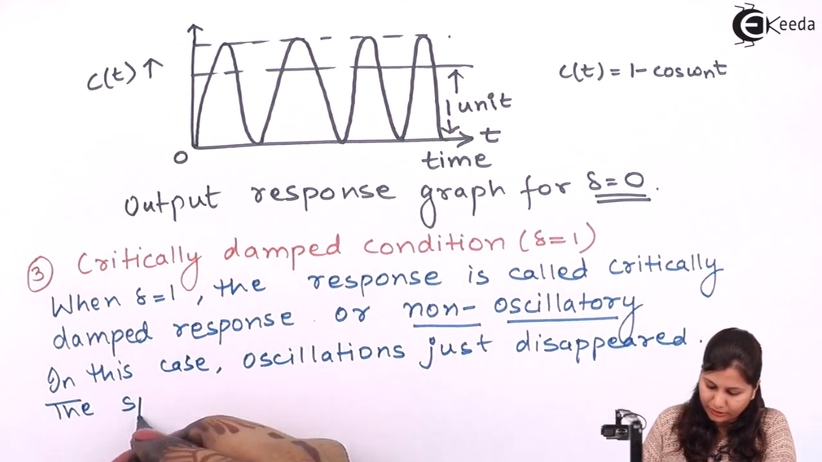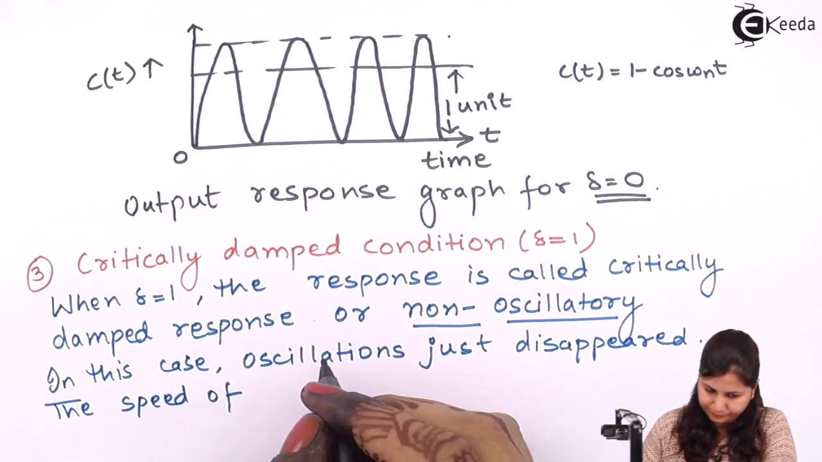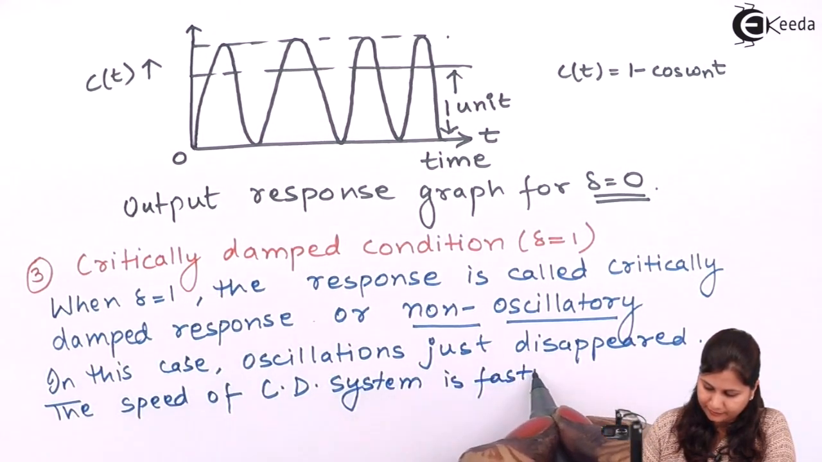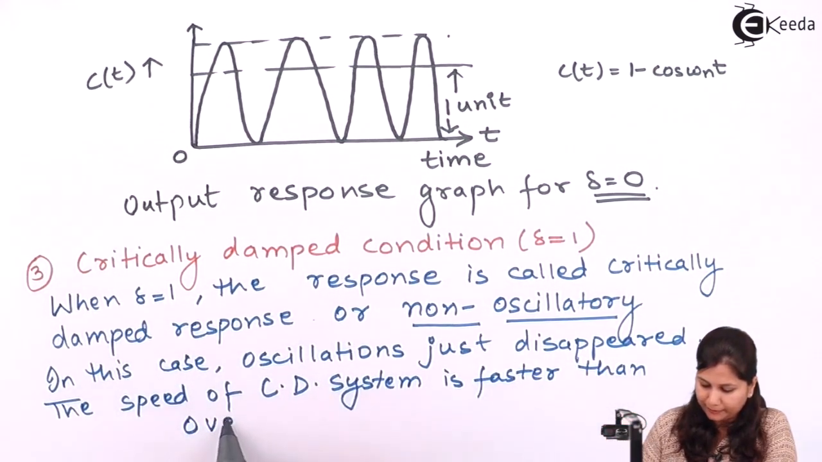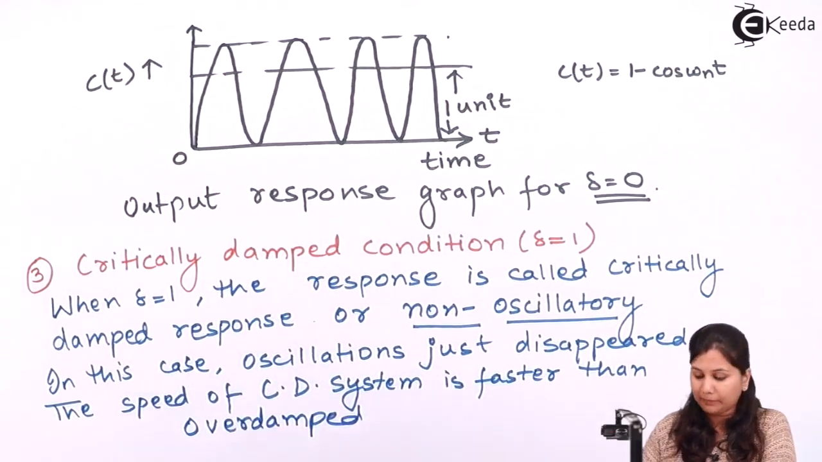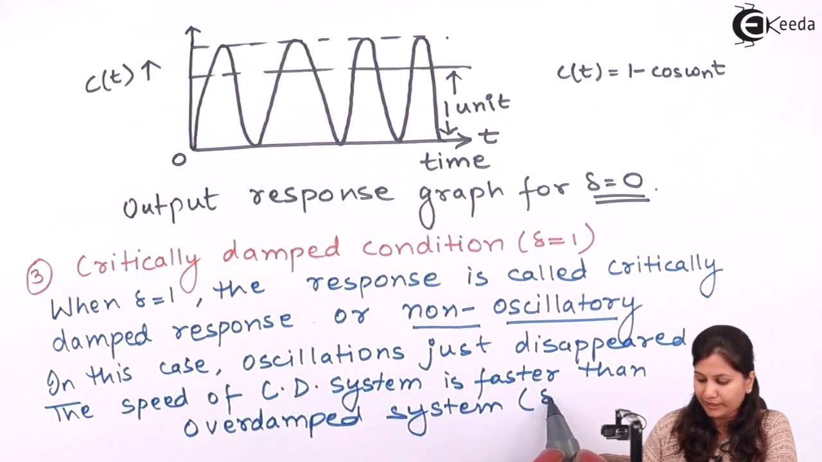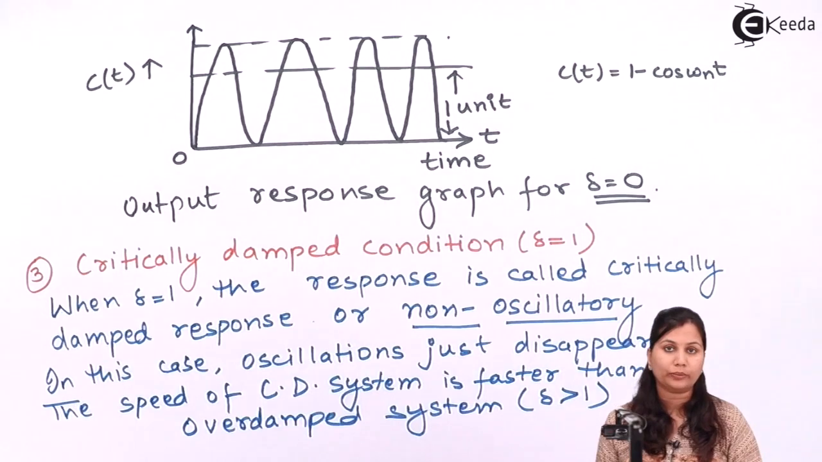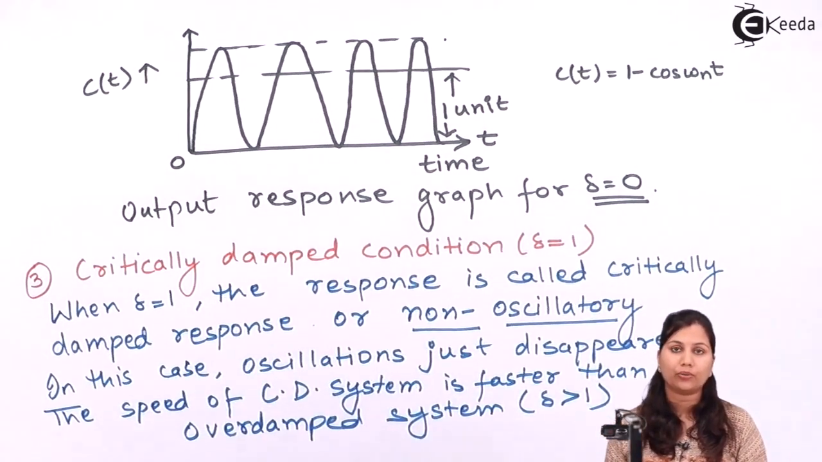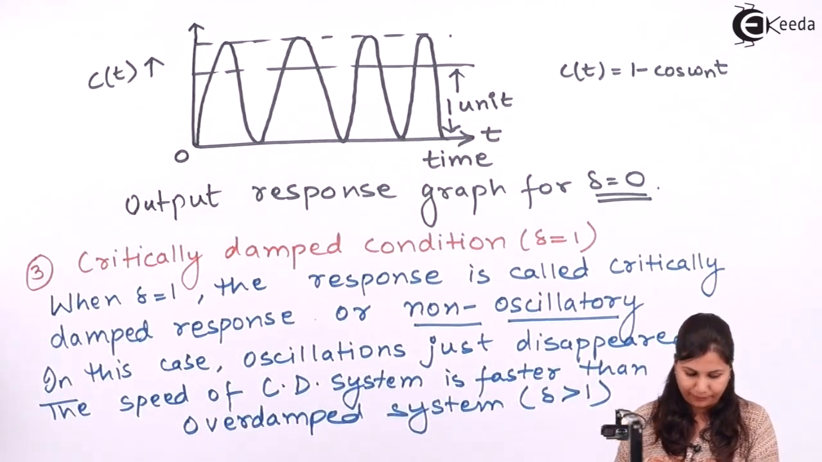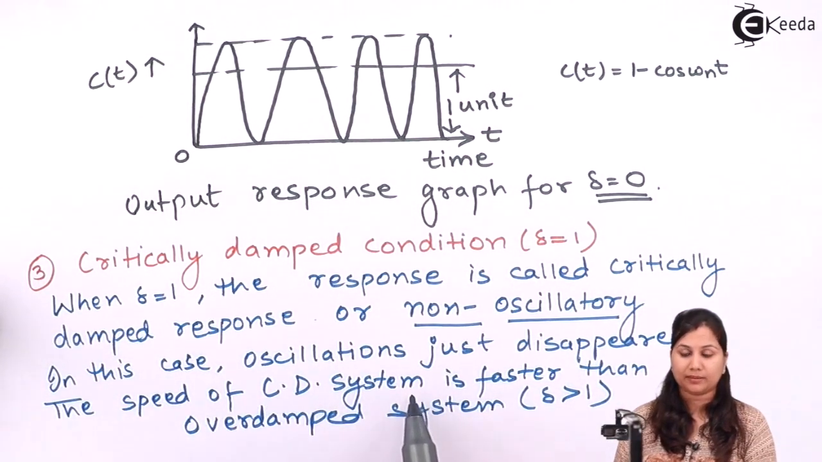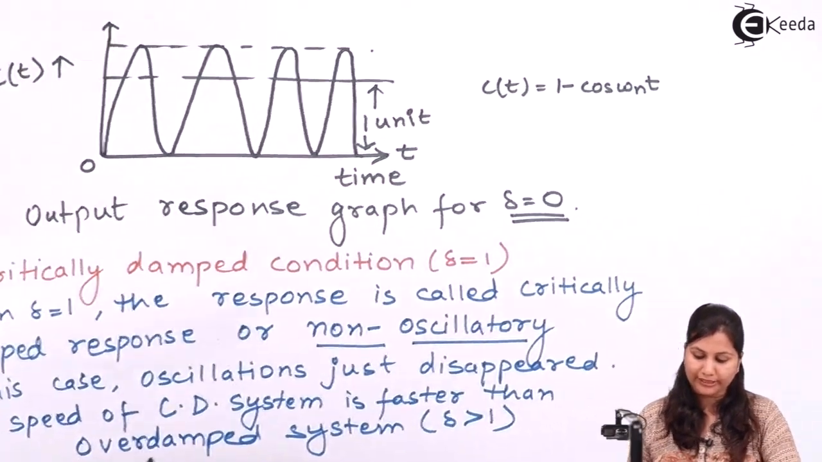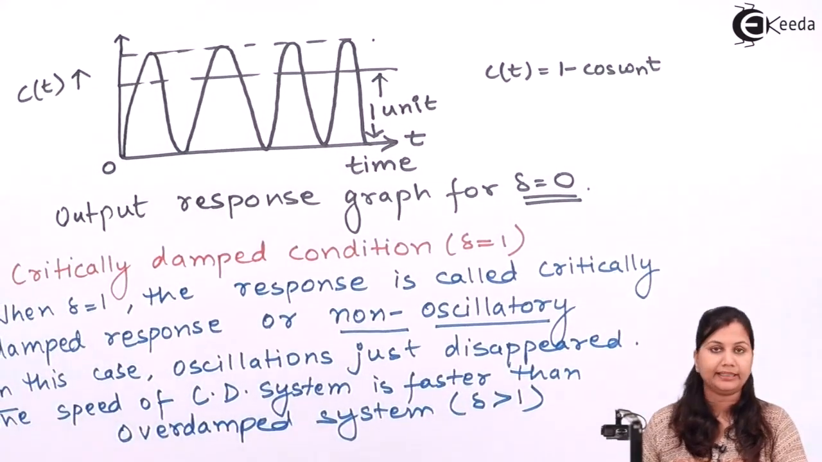Also the speed of the critically damped system is faster than the overdamped system. What is an overdamped system? A system which has the value of del greater than 1. So the speed of the critically damped system is faster than the overdamped system, and in this case there are no oscillations. That is why it is also known as non-oscillatory. But the speed of the critically damped system is faster than the overdamped system but slower than the underdamped system. Let us see what the output response will be for the critically damped condition.